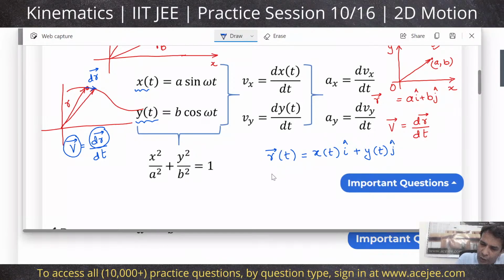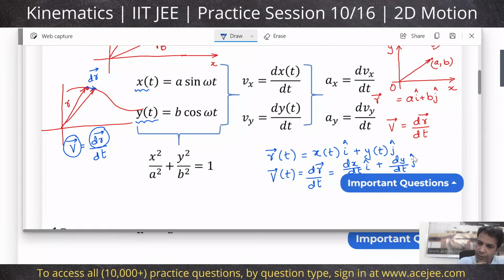So what will be the velocity vector? The velocity vector will be dr by dt. So when I take the time derivative, we want to understand how x changes with time and how y changes with time.